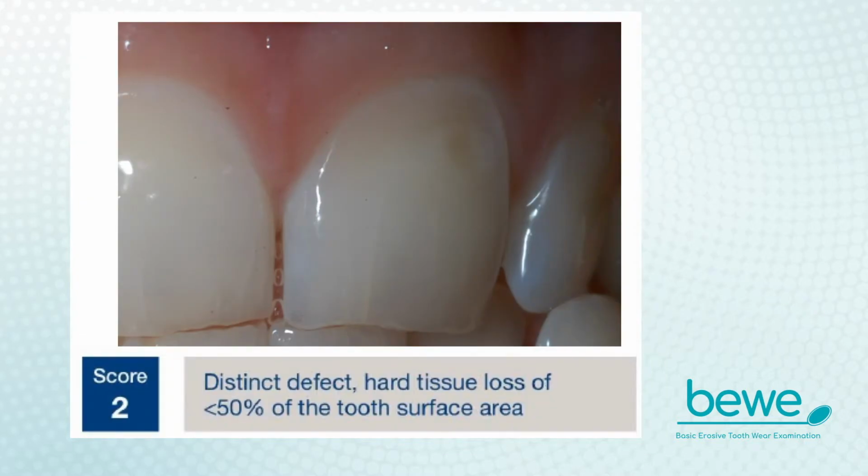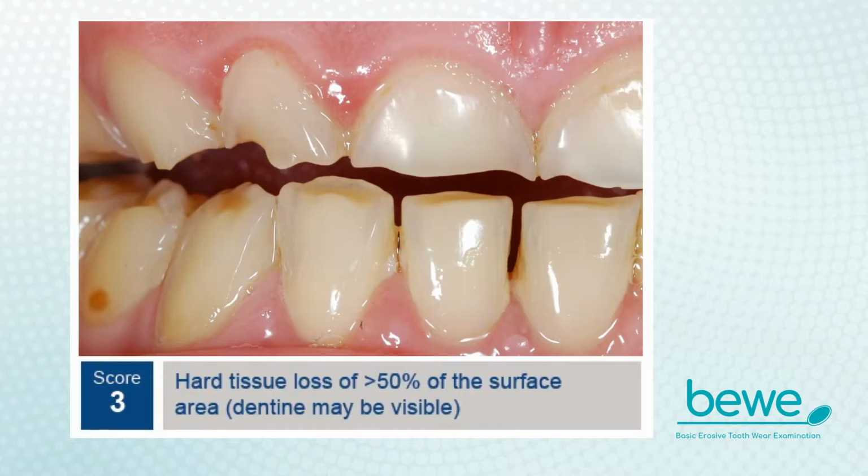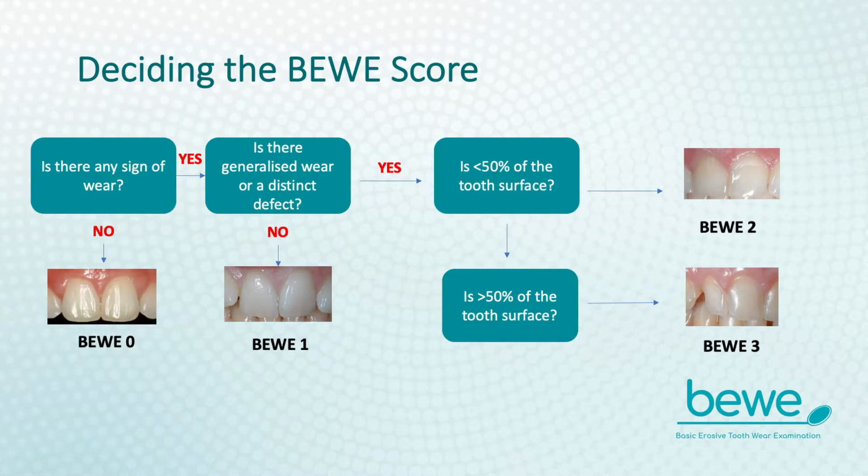Score 2. As you can see on the upper left central incisor, there is erosive tooth wear near to the cervical margin, but it's less than 50% of the surface. This image shows the erosive tooth wear has progressed to involve more than 50%, and dentine is showing with loss of clinical crown height.